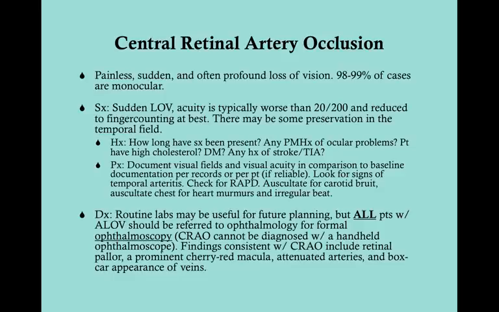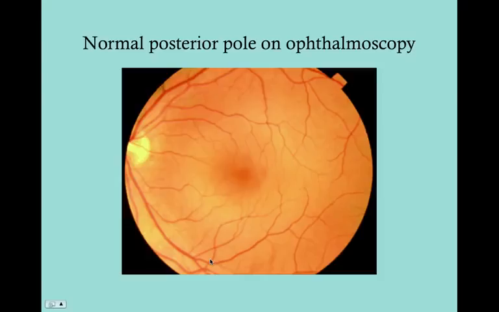So findings on indirect ophthalmoscopy consistent with CRAO include retinal pallor, which makes sense because it's not getting enough blood, and a prominent cherry red macula, and that is actually because the fovea, the macula, gets its vascularization elsewhere from the choriocapillaris. And then attenuated arteries may be present, as well as a boxcar appearance of veins. But what you're really going to notice is the retinal pallor and the prominent cherry red macula.